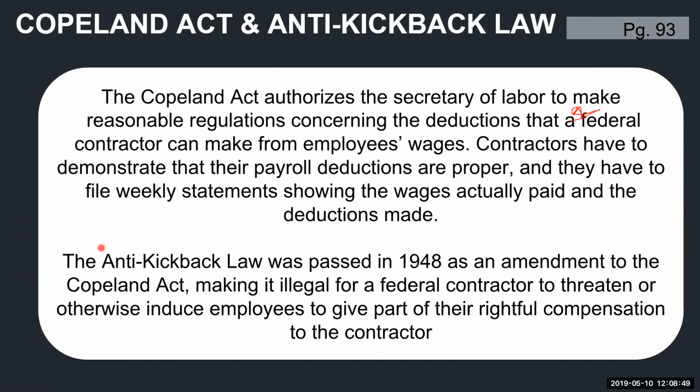And it basically says, hey, federal contractors, none of these back alley deals. You cannot go to your employee and say, you better reimburse me for the deductions that the Secretary of Labor came after me for. There's none of this. There's no kickbacks, hence anti-kickback. This is the cost of doing business. You can't afford it, don't do business. So that's the Copeland Act and anti-kickback law. But again, like the Davis-Bacon Act, we are talking about federal contractors.